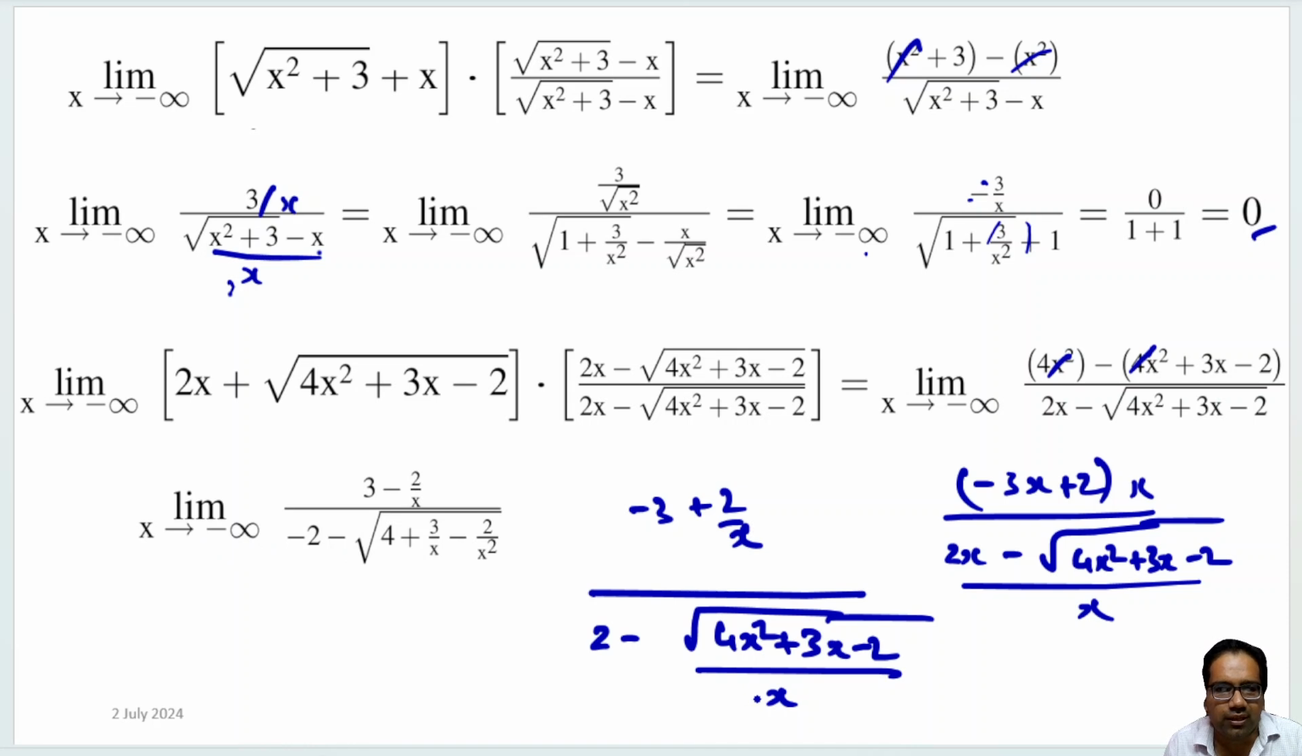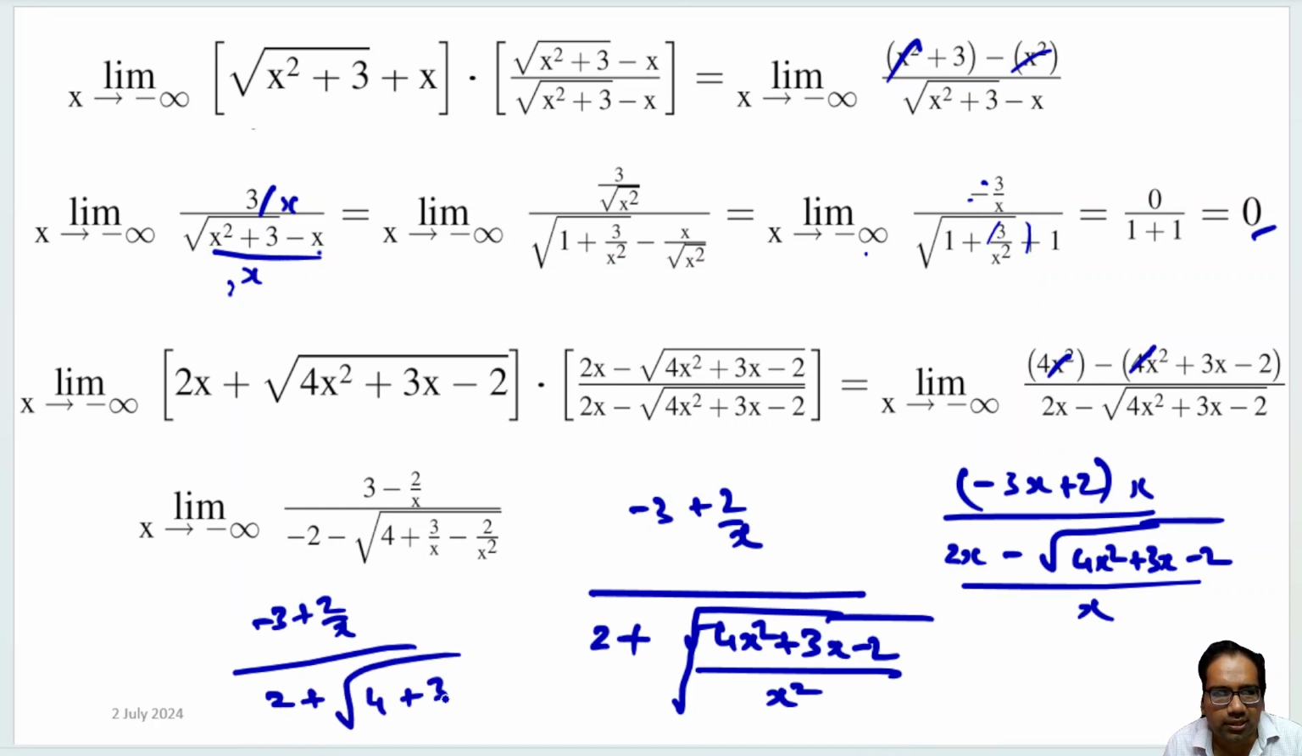Now x is tending to minus infinity. So what can we write? When x is less than 0, we can write x as minus of under root x square. Now this minus and this minus will become plus 2 plus this thing. I'll cancel this and take the square root over. So the numerator will be minus 3 plus 2 by x, over 2 plus under root 4 plus 3 by x minus 2 by x square.